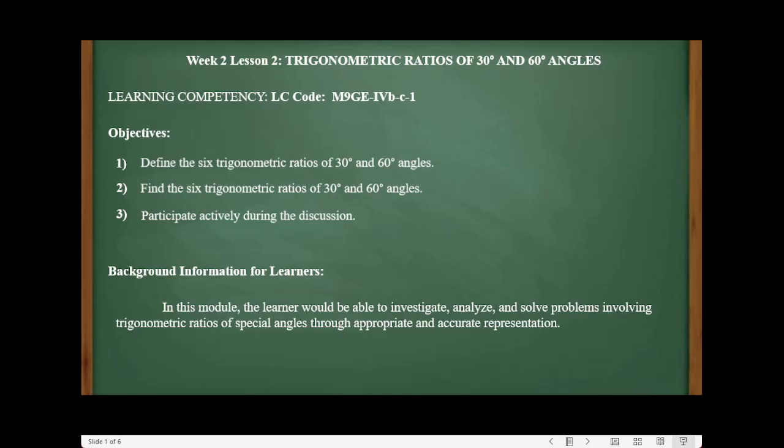After you watch the video, you should be able to define the 6 trigonometric ratios of special angles 30 degrees and 60 degrees. And you should be able to find the 6 trigonometric ratios of these special angles.